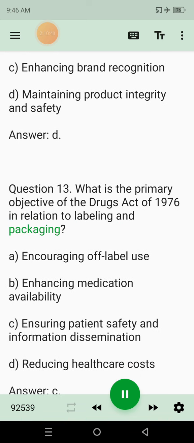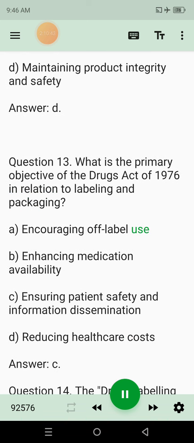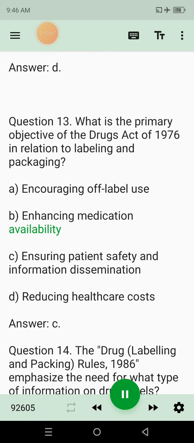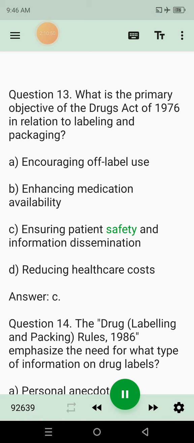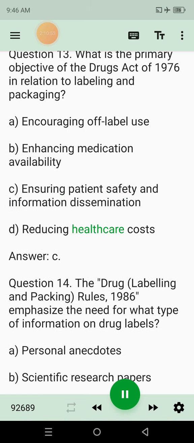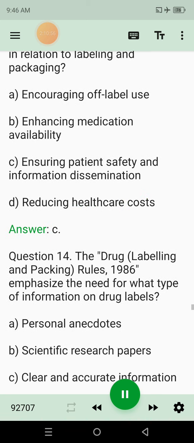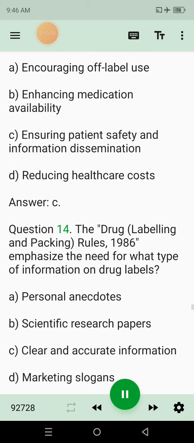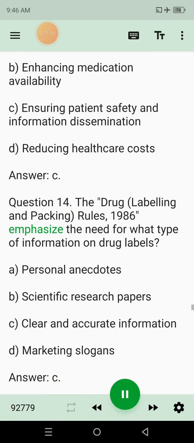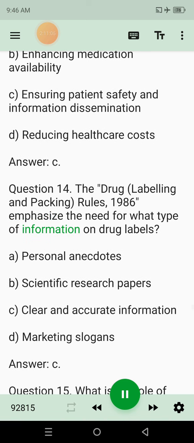Question 13. What is the primary objective of the Drugs Act of 1976 in relation to labeling and packaging? A. Encouraging off-label use. B. Enhancing medication availability. C. Ensuring patient safety and information dissemination. D. Reducing healthcare costs. Answer. C.